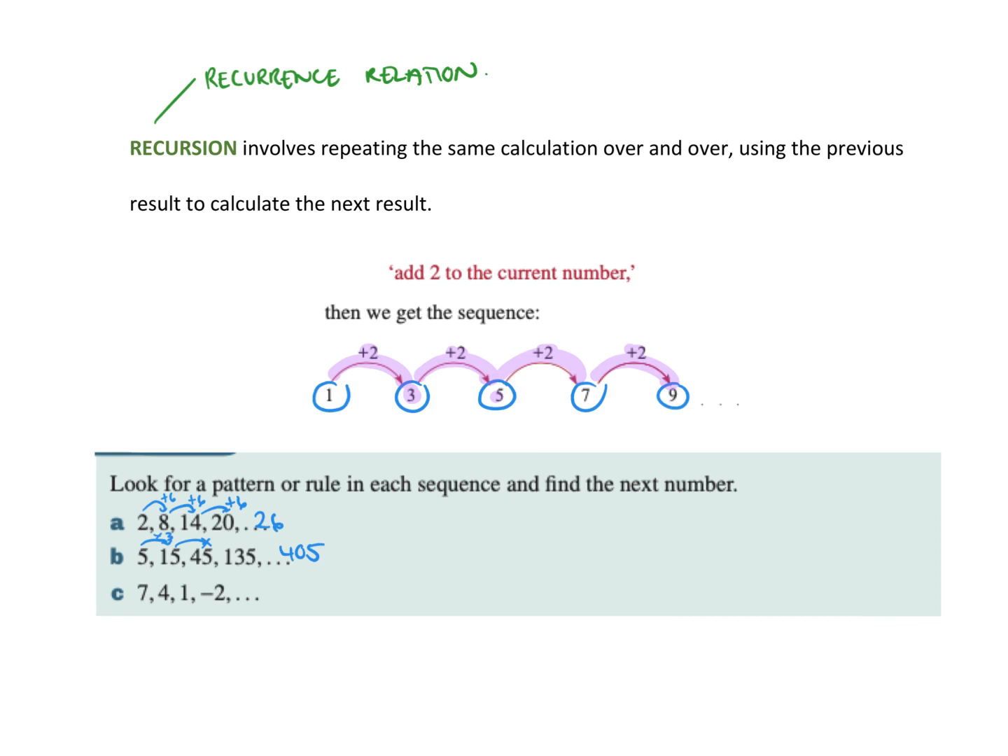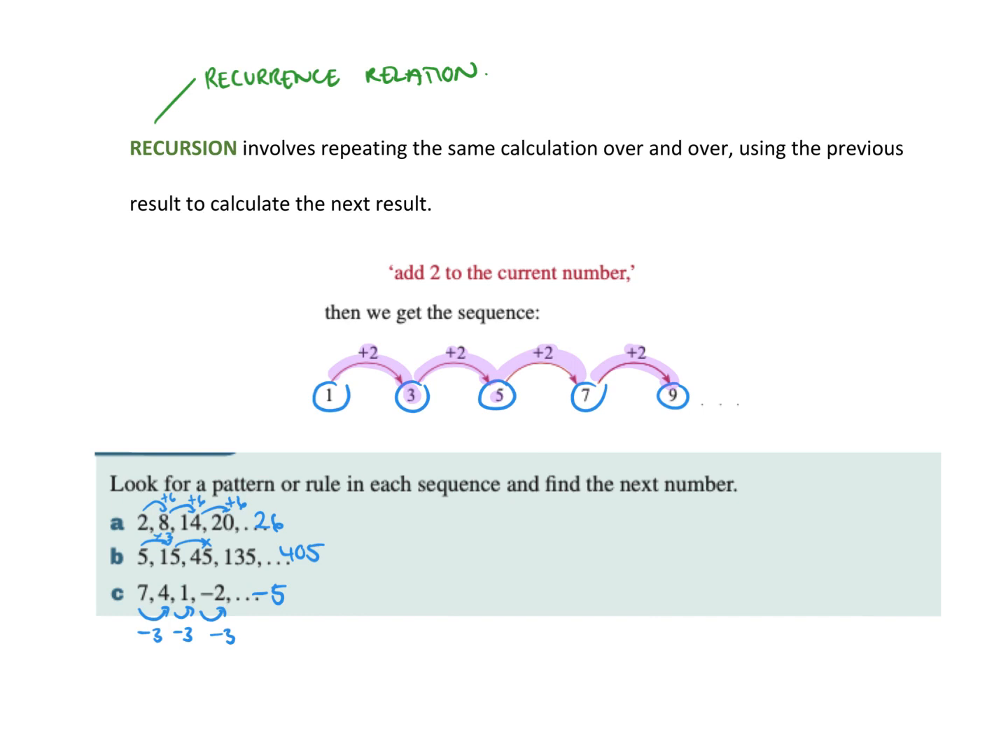105. Okay, good. All right, so that's also a recursive pattern because we're always timesing by 3 the one before. Okay, now let's look at this last one. What have we done? We have minus 3. Have we minus 3 the next time? Yep. And so what's negative 2 minus 3? Negative 5. All right? They're all recursive patterns or a recursive sequence because we're doing the same thing.